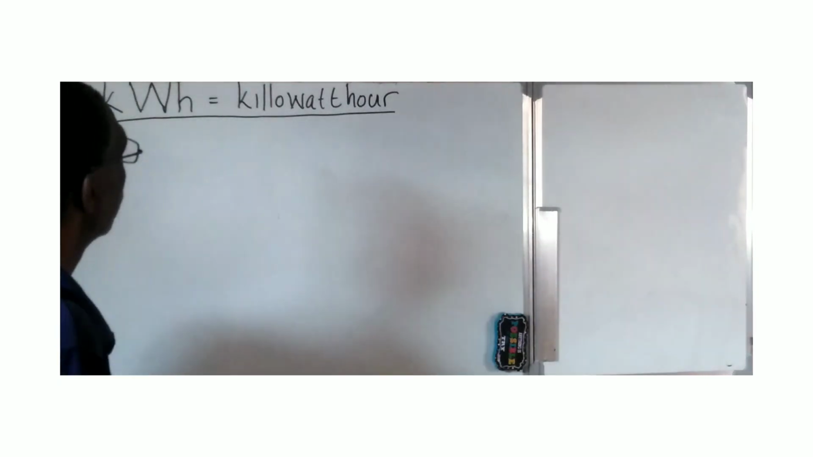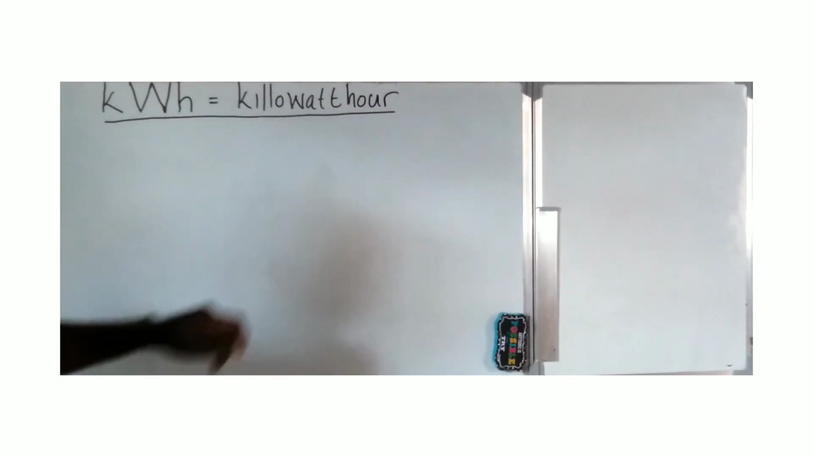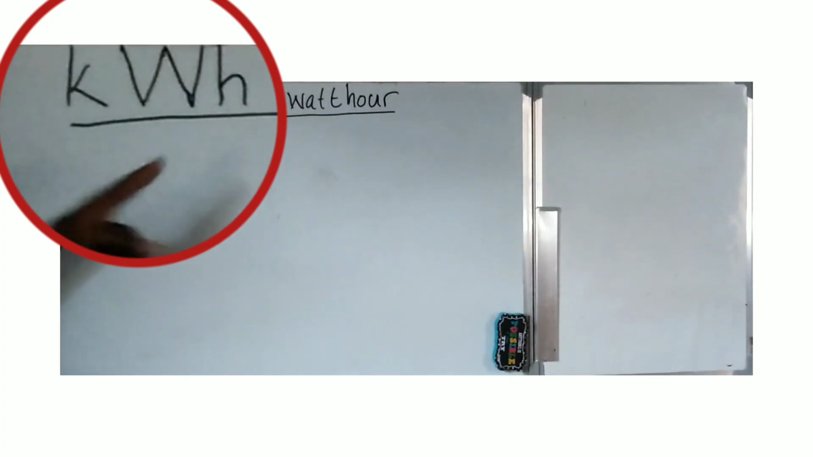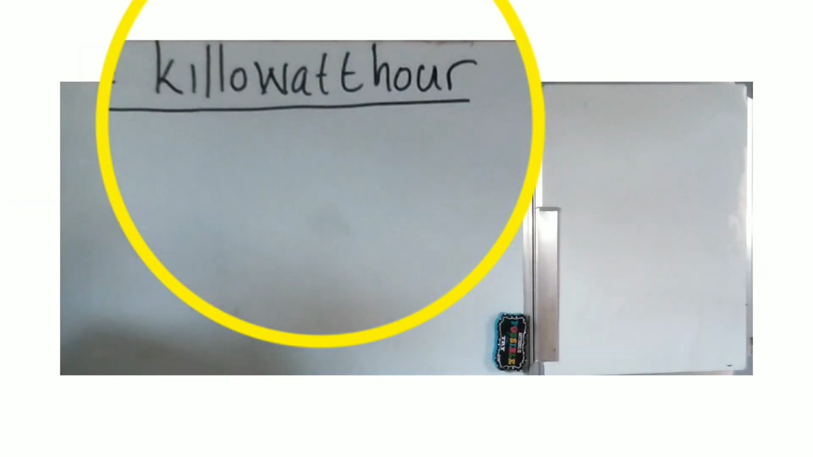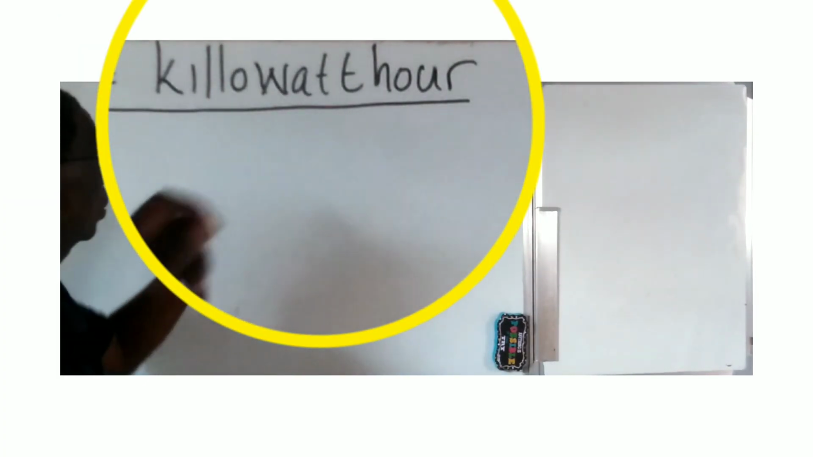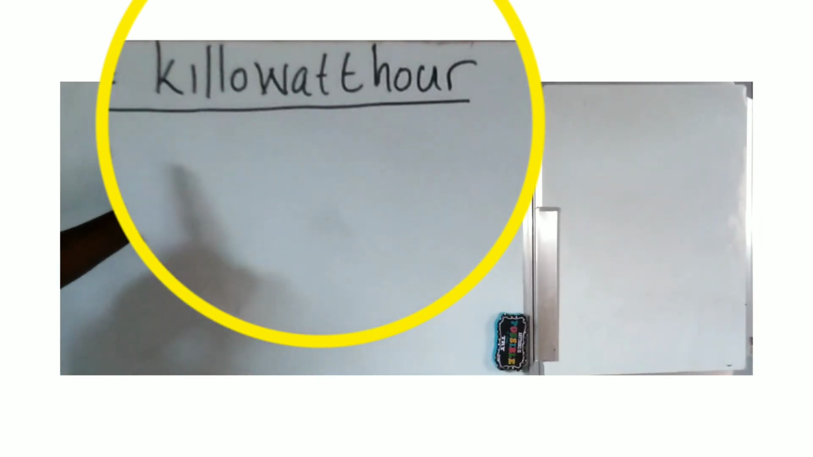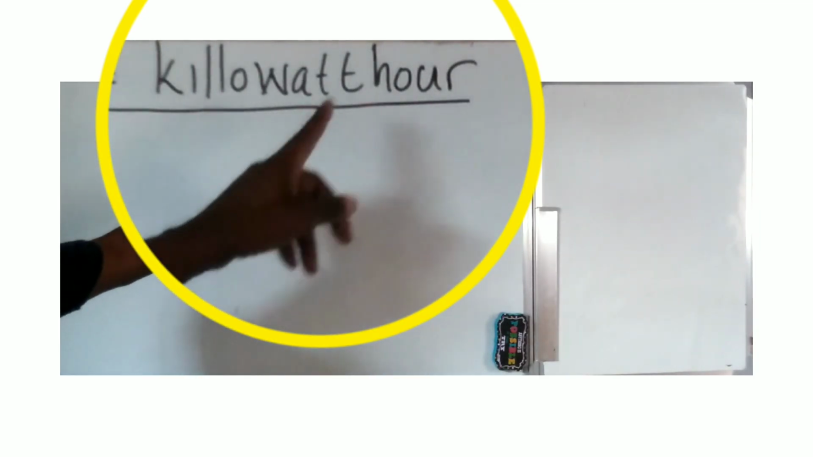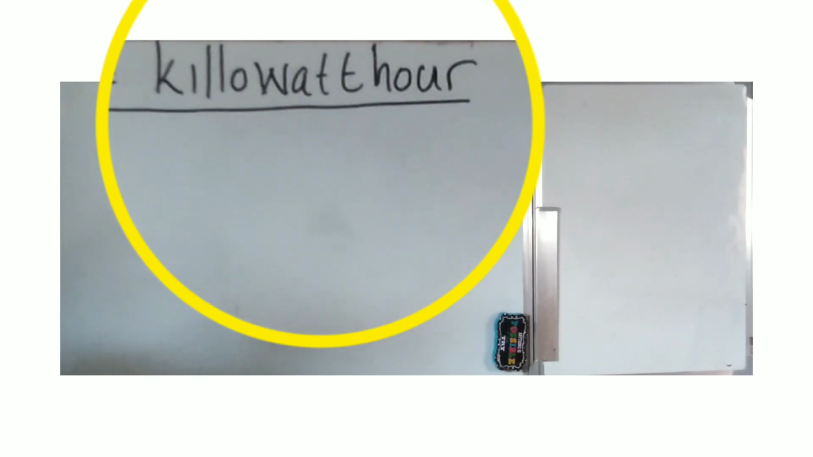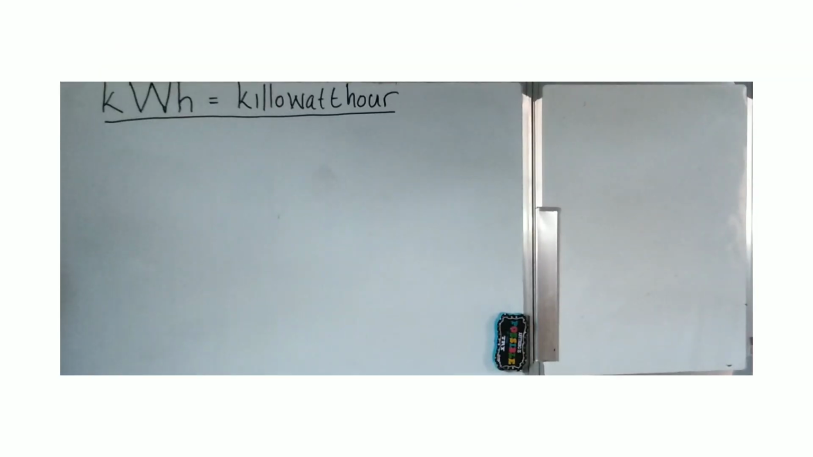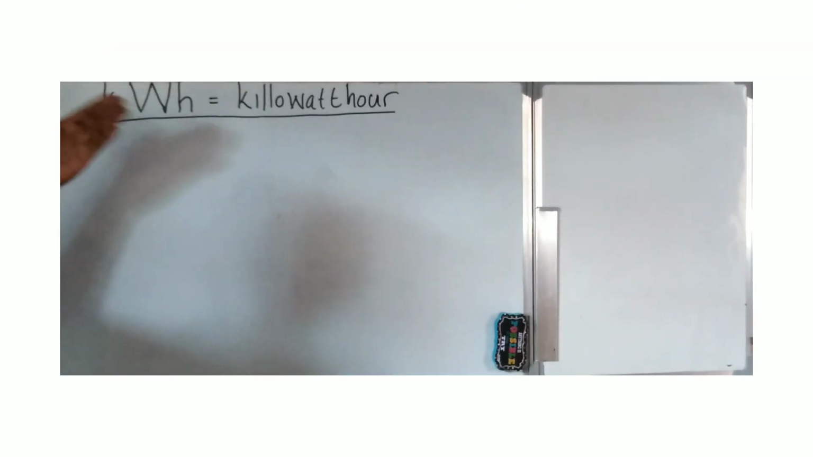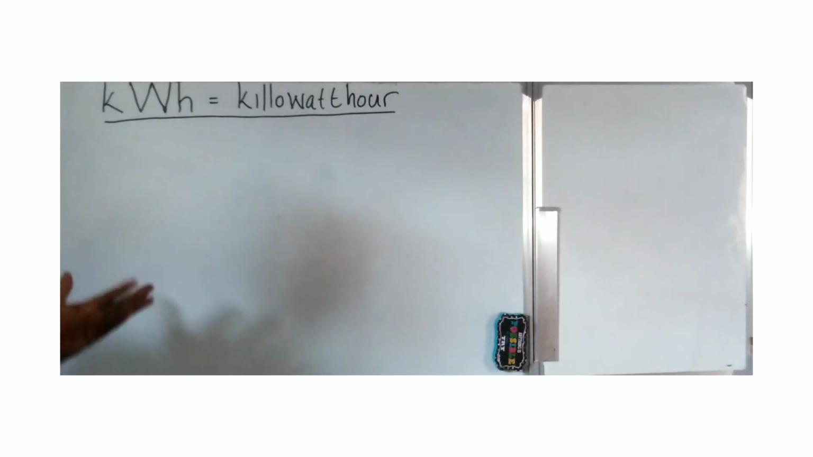Electricity is sold in units called kilowatt hours, kWh. Kilo means 1,000. A watt is a unit of power. So literally this means 1,000 watts for 1 hour. The question really is how many of these units are consumed by an appliance in 1 hour.